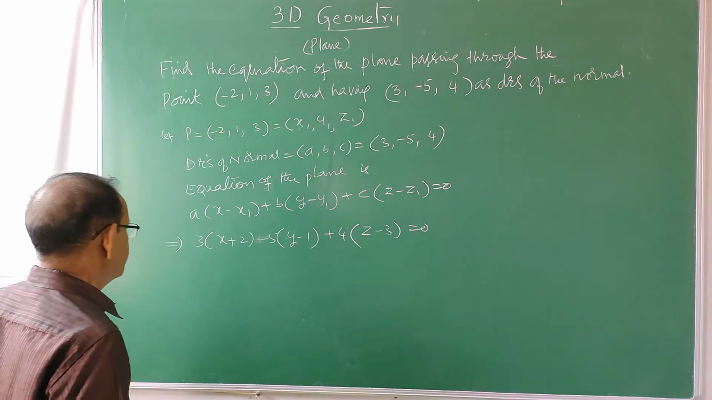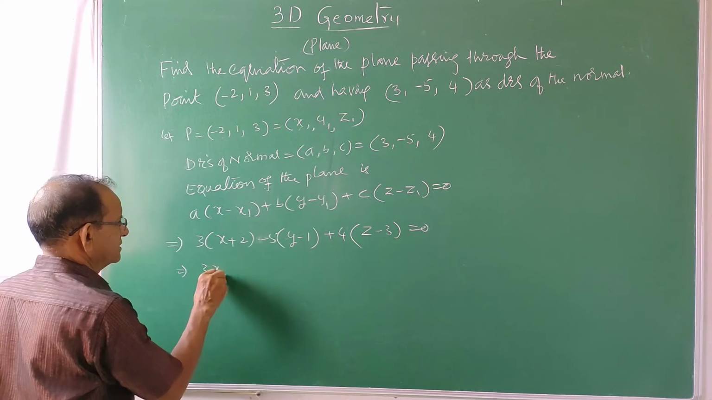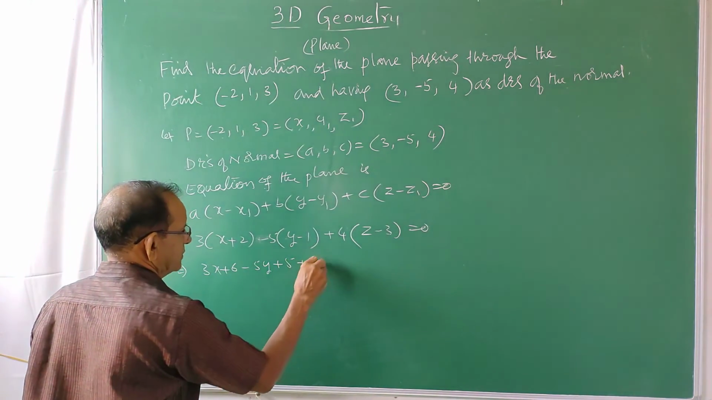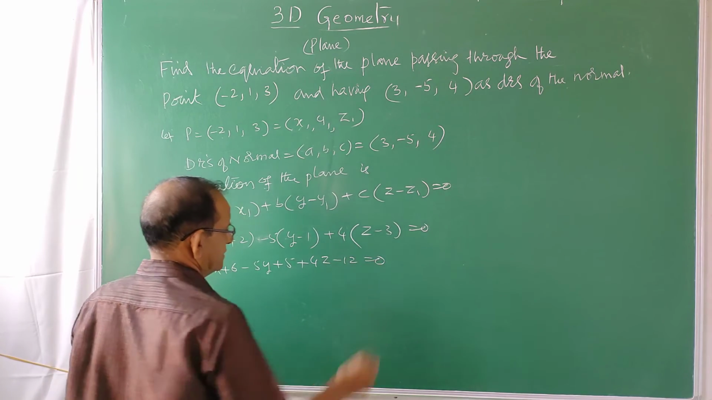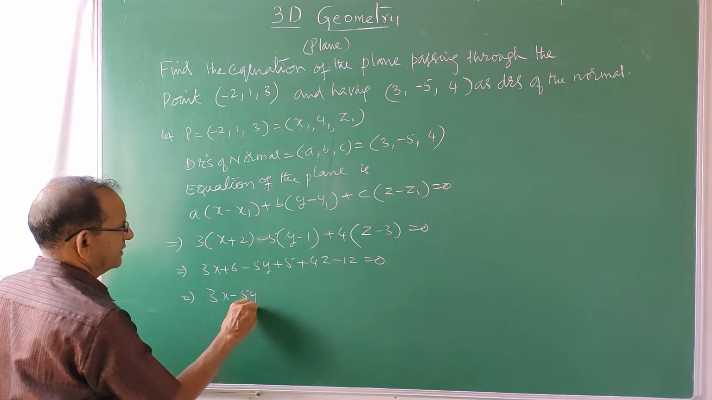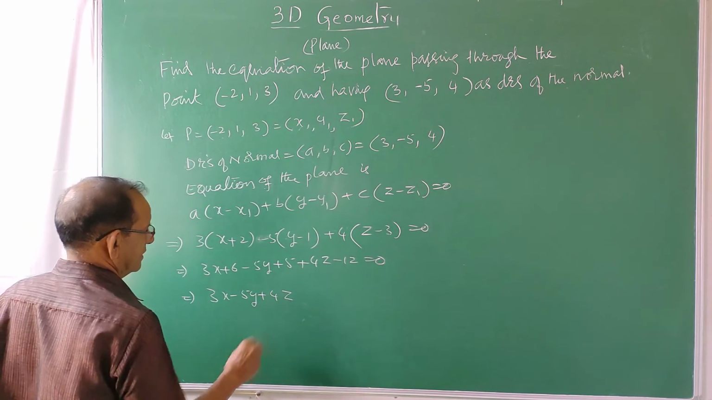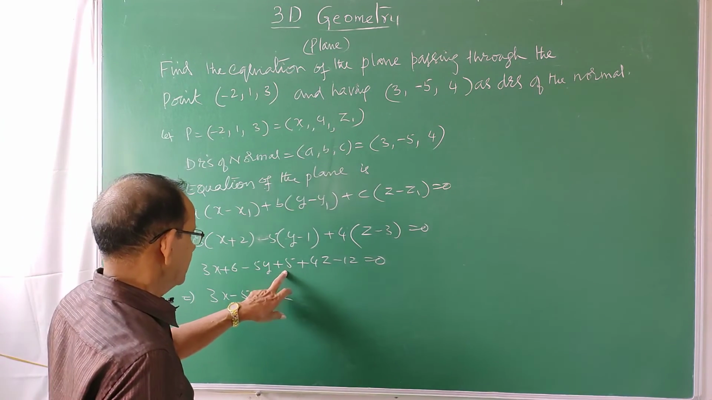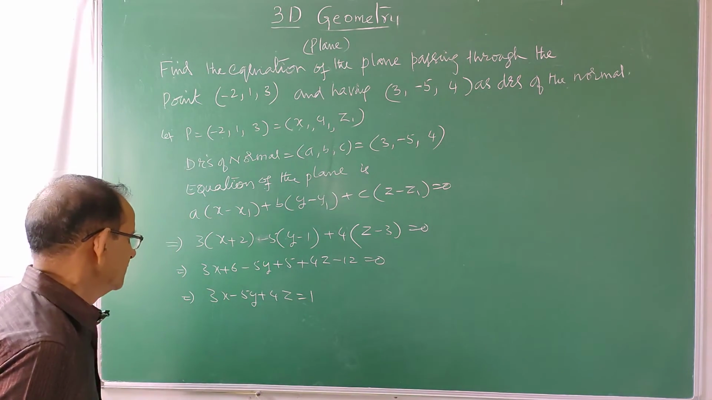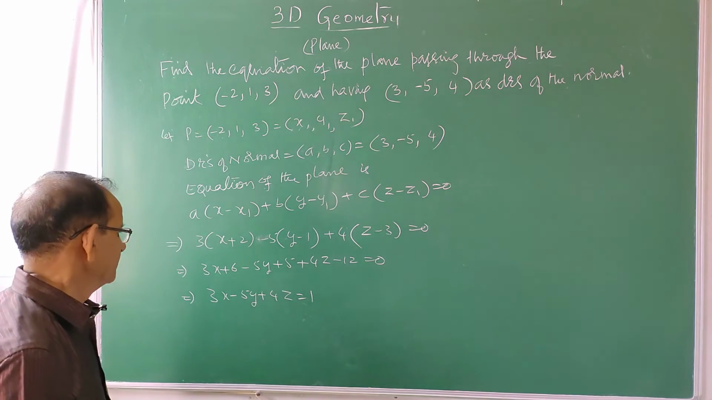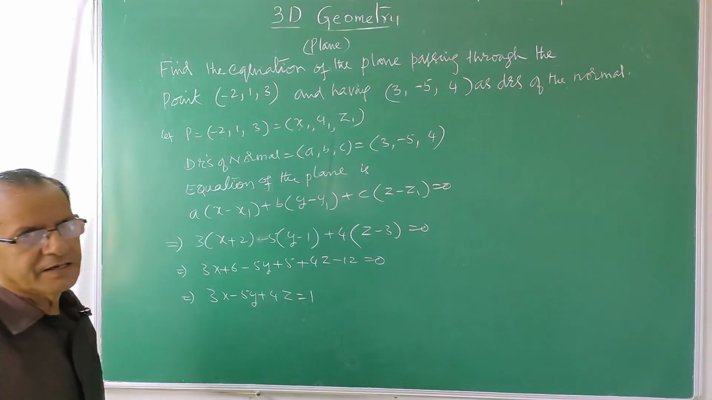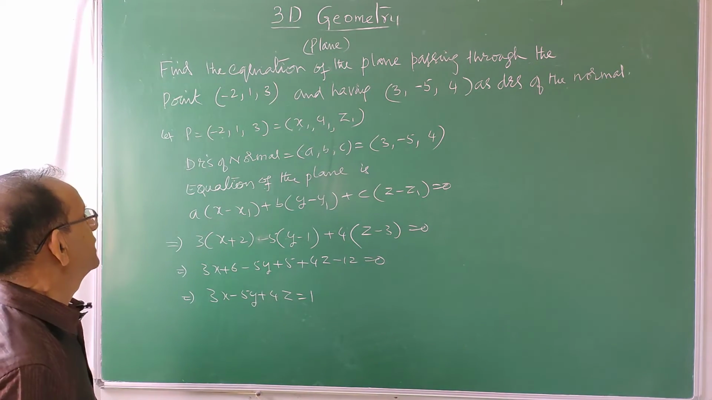If you simplify this, it is 3x + 6 - 5y + 5 + 4z - 12 = 0. That implies 3x - 5y + 4z, 6 + 5 is 11, 11 - 12 is -1. So you can make it plus 1 on the right side. So this is the equation of the plane with 3, -5 and 4 as the DRs of the normal and passing through the point (-2, 1, 3).